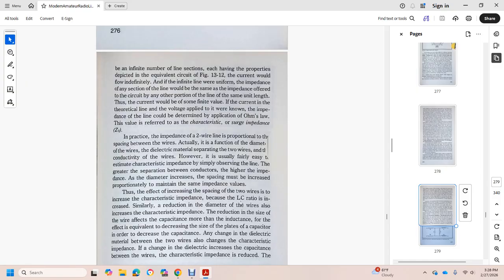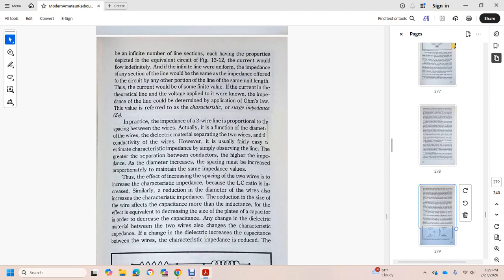Increasing the diameter of the wires reduces the characteristic impedance, since it reduces the effect of wire size on the capacity and increases the inductance, which is equivalent to increasing the size of the plate of the capacitor. Changing the dielectric material between the two wires also changes the characteristic impedance. A dielectric increase raises the capacity between the wires, and the characteristic impedance is reduced.